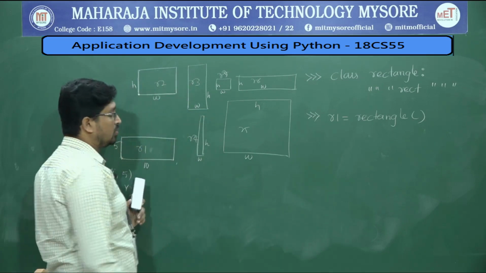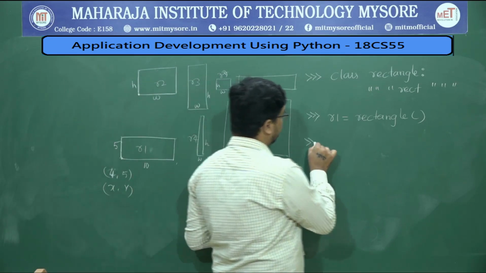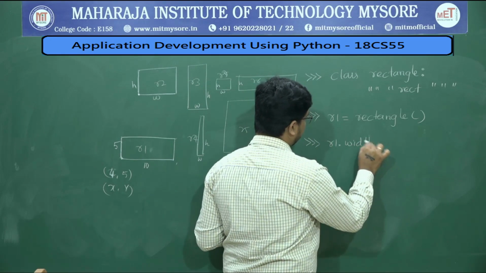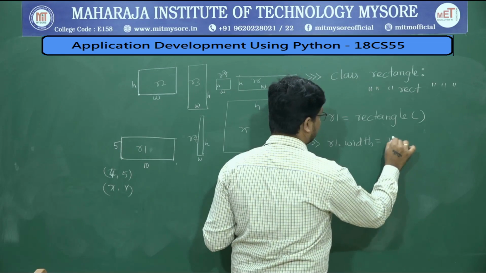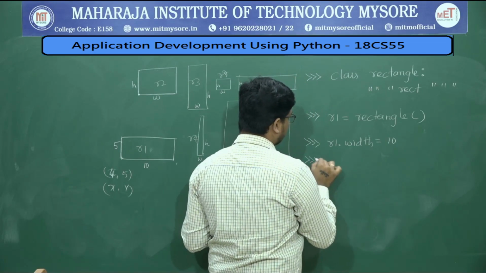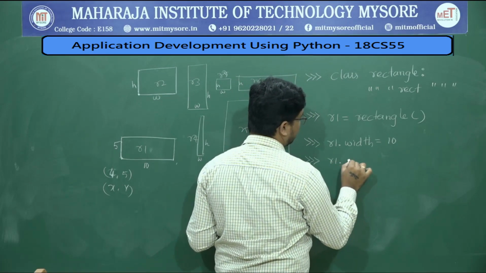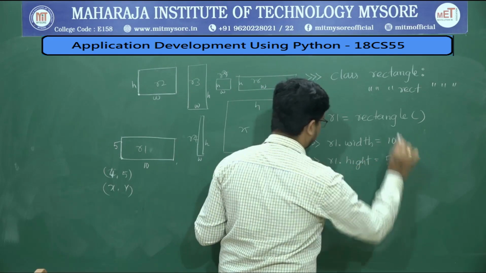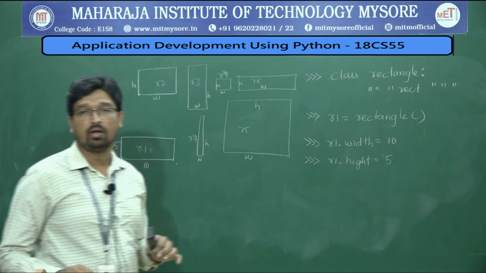Now I need to store the values. So what are the values? R1 dot width. What is the width? Width I have given as 10. This is the first attribute. What is the second attribute? R1 dot height, which is 5. So 2 attributes are over.